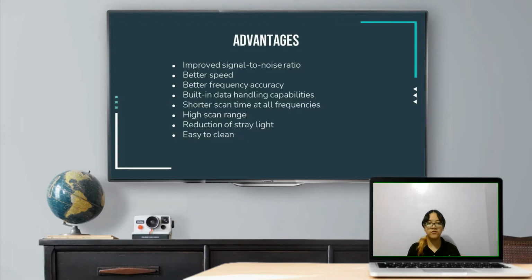Now, here are some of the advantages of using FTIR spectroscopy. In FTIR spectroscopy, compounds are analyzed quickly and accurately. Compounds analyzed can be in the form of solid, liquid, or paste. In addition, it has an improved signal-to-noise ratio at a given resolution, which is better compared to other dispersive instruments. It also has built-in data handling capabilities, shorter scan time for all frequencies, high scan range, reduction of stray light, and it is pretty easy to clean.